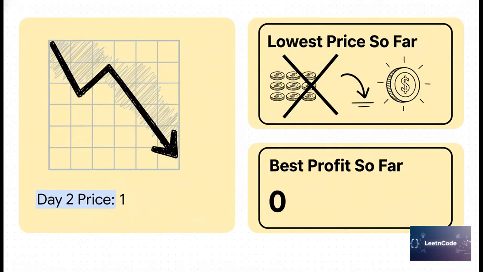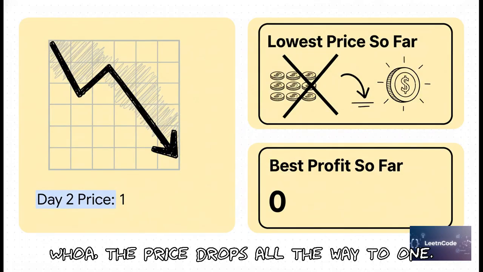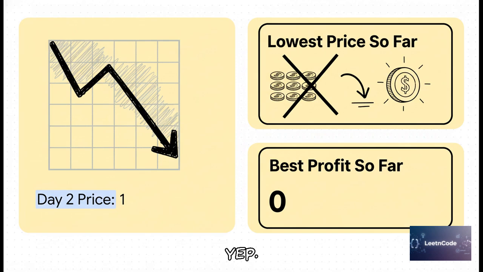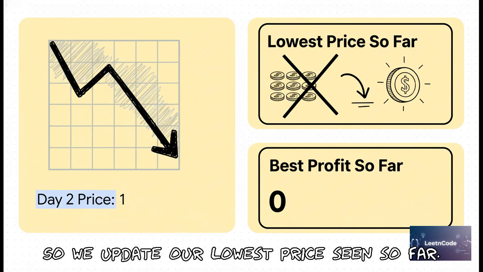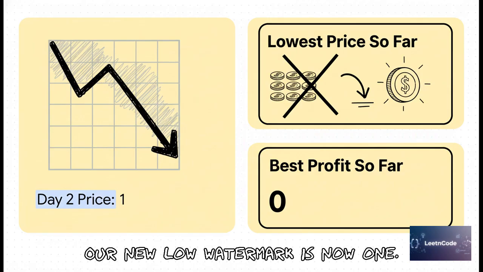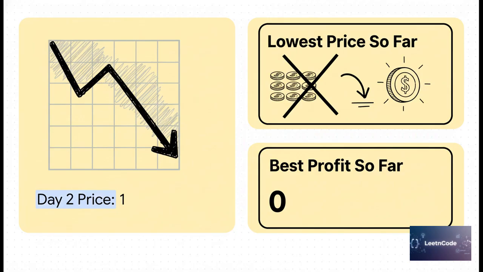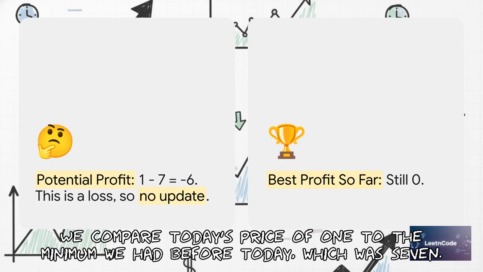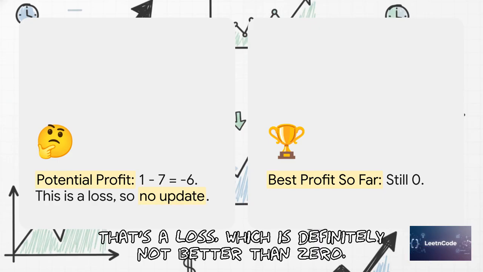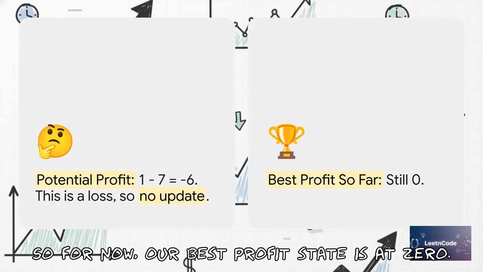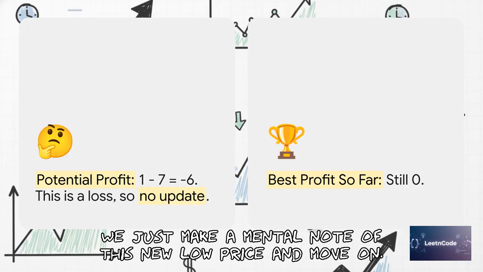Now for day 2. Whoa, the price drops all the way to 1. Is that lower than 7? Yep, so we update our lowest price seen so far. Our new low water mark is now 1. We've just found a much better potential day to buy. But what's the profit if we sell today? We compare today's price of 1 to the minimum we had before today, which was 7. That's a loss, which is definitely not better than 0. So for now, our best profit stays at 0. We just make a mental note of this new low price and move on.